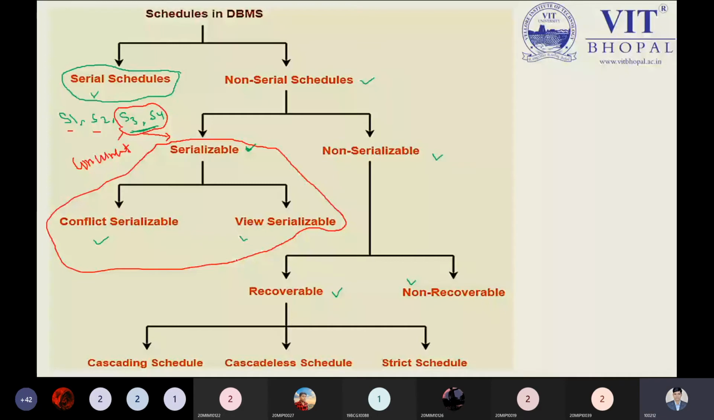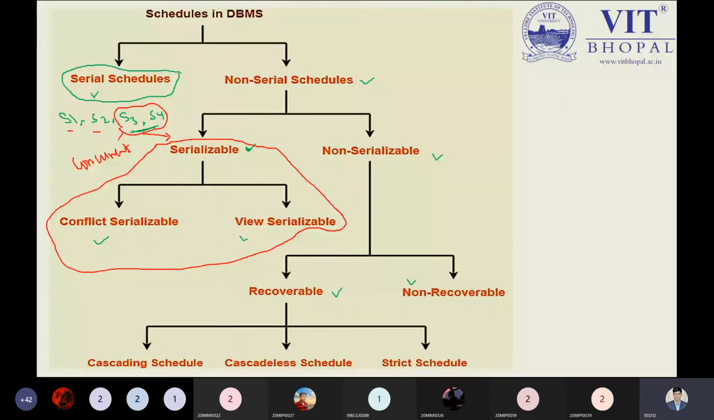But as per our syllabus, as per our concept, we will see only the serializable. In the serializable, we have the conflict serializable and view serializable. Let us understand the conflict serializable first, and all this concept we will see through our schedules respectively. So let us understand the serializability.